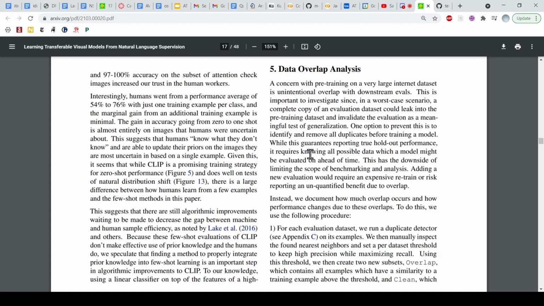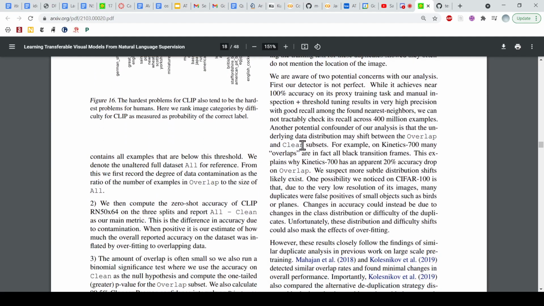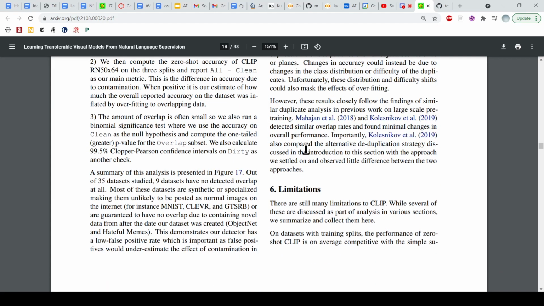A concern with pre-training on a very large internet dataset is unintentional overlap with downstream evals. So they were worried that when they look at ImageNet or something else, some of the images in ImageNet might already be in the training data. So I guess they try to make a data set that definitely was not within the data set that it was trained on, but it doesn't seem to impact performance that much because it's a drop in the bucket compared to the training data.